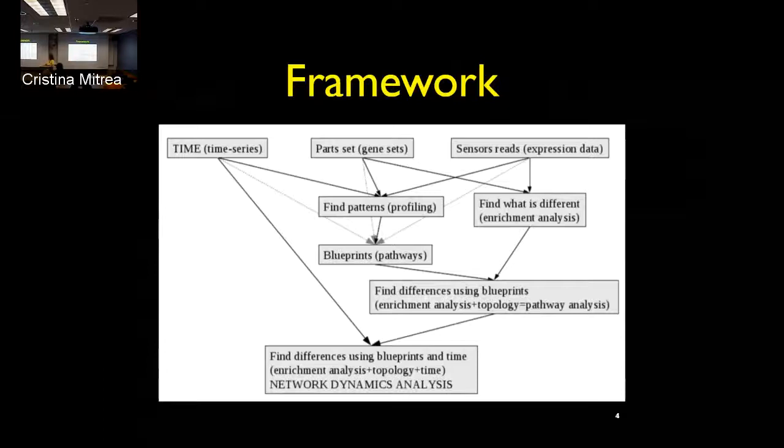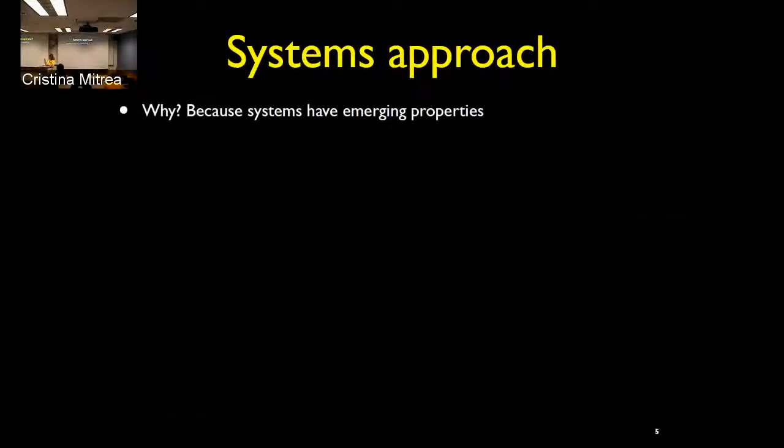And my interest was lying in between finding differences using those blueprints, using the topology, and also using time in this analysis. This is called the systems approach because it looks at the whole system instead of looking at just one gene at a time and saying, is this different and then is this different? Typically, genes act in tandem. They don't act in isolation. So that's why a systems approach is a good approach.